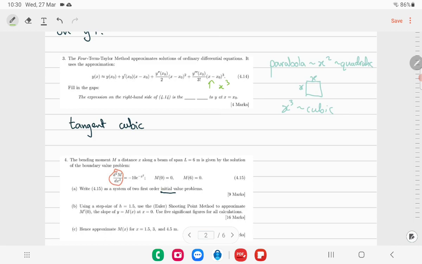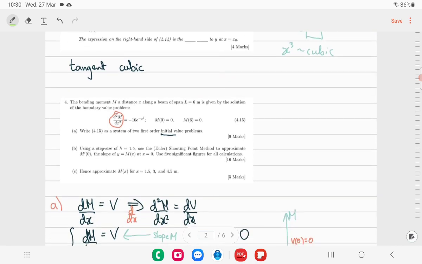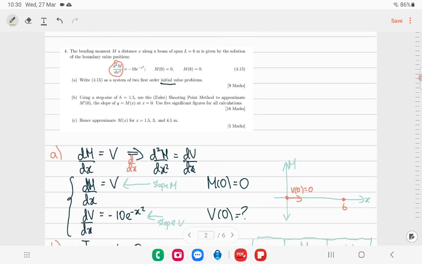In other words, it's got an x cubed in it, and it is the best fit in the sense that at the point x0, it goes through the curve. It has the same slope, the same second derivative, the same third derivative, and in that sense, it's the best cubic approximation to the curve. So the answer there is tangent cubic. Right. Another question here.